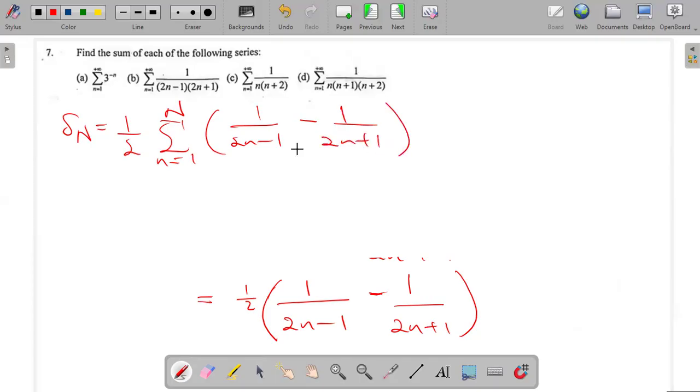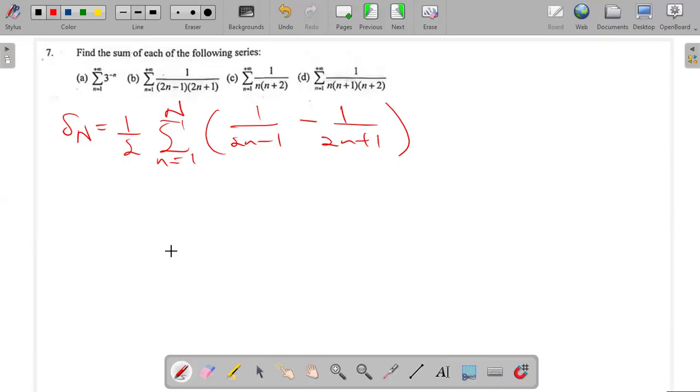So now, write out the first few terms. The first few terms of this is just going to be half, then you're multiplying the first few terms. So I start from 1. If I put 1, I get 2 minus 1, that gives me 1. The other one, I get that 1, and that'll be just like minus 1 over 3.